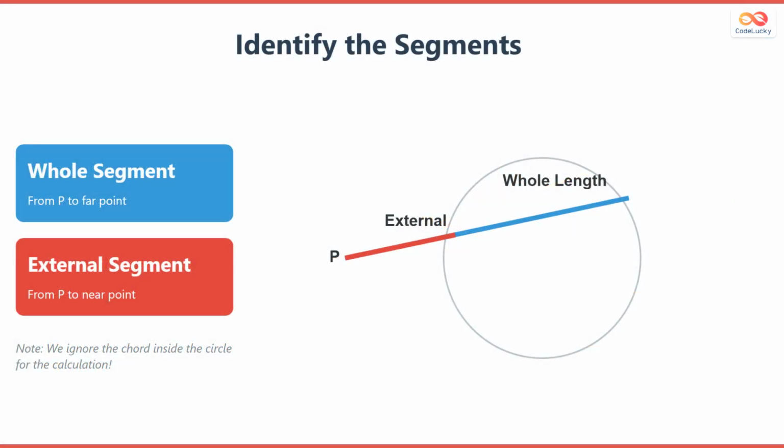To use the theorem, we need to identify 2 specific lengths for each line. First is the whole segment, which is the distance from P to the farthest point on the circle. Second is the external segment, the distance from P to the nearest point on the circle.